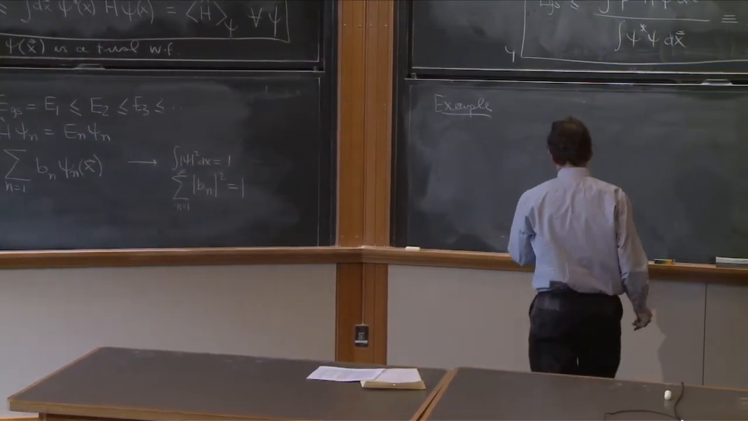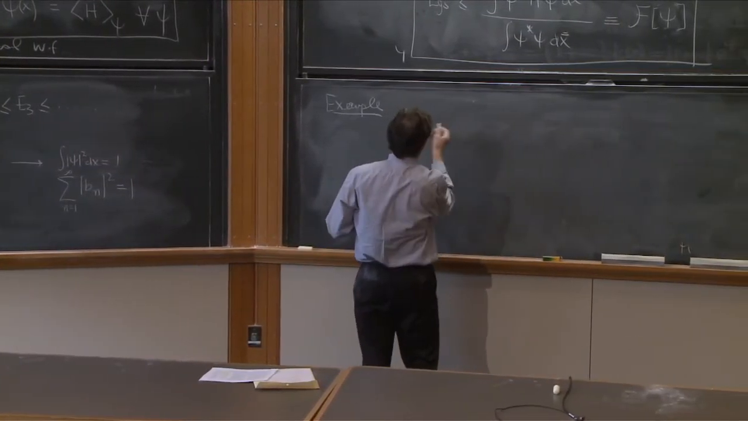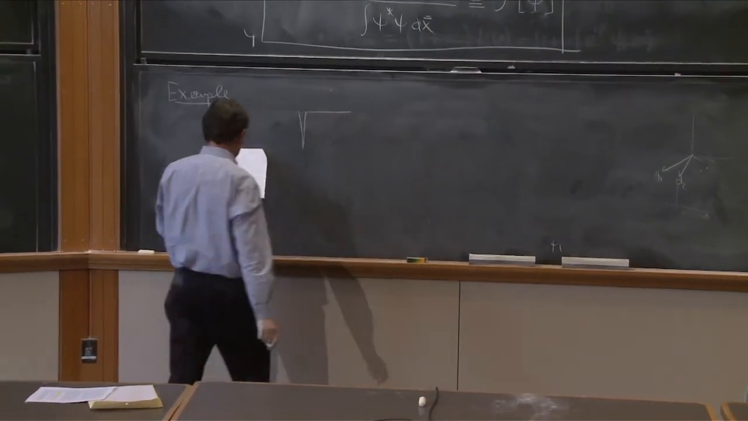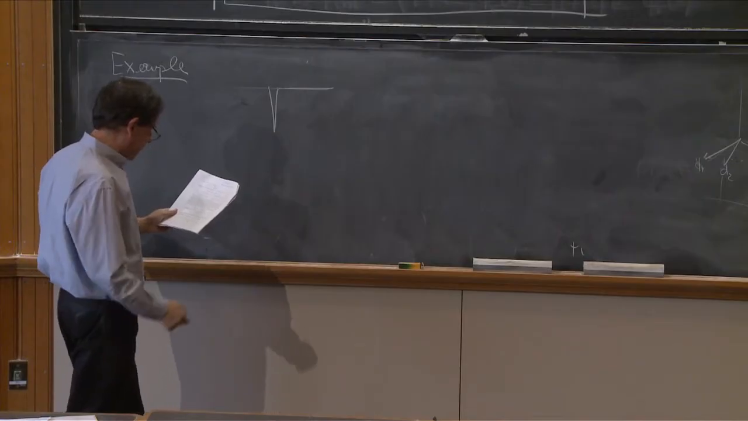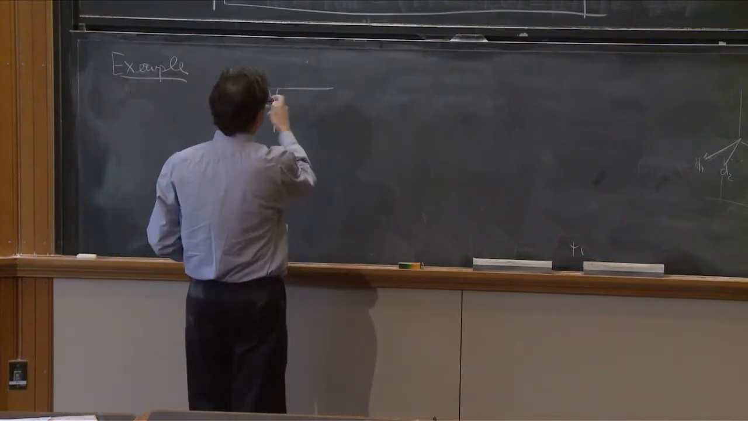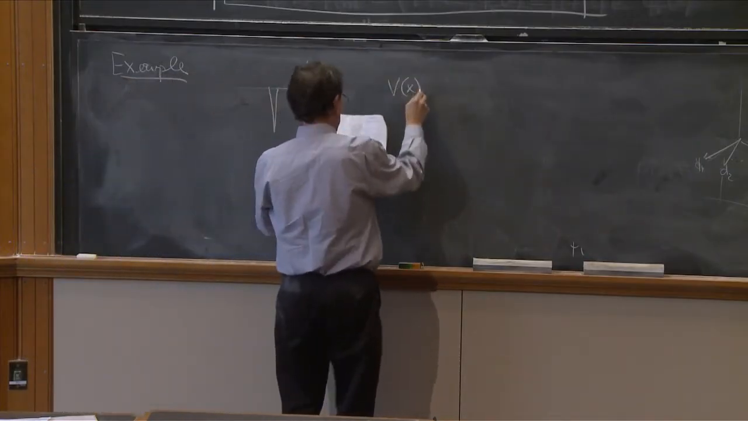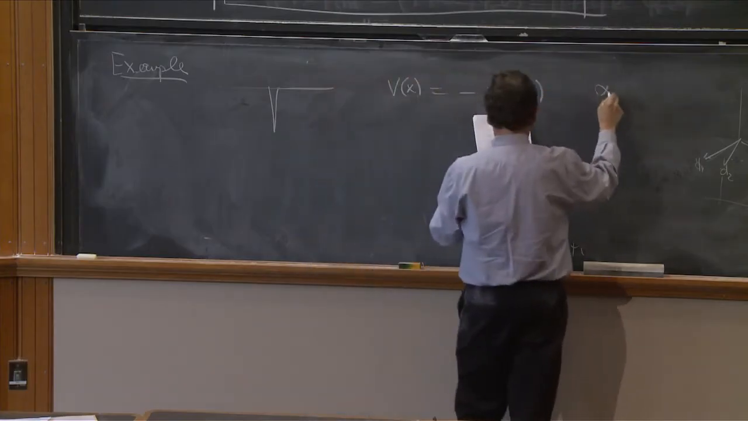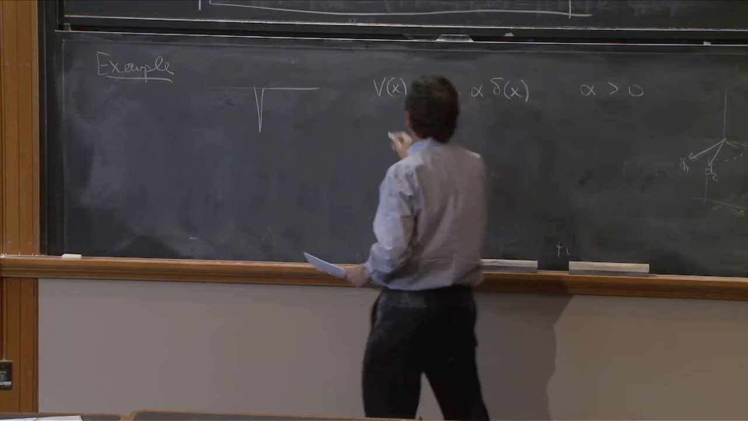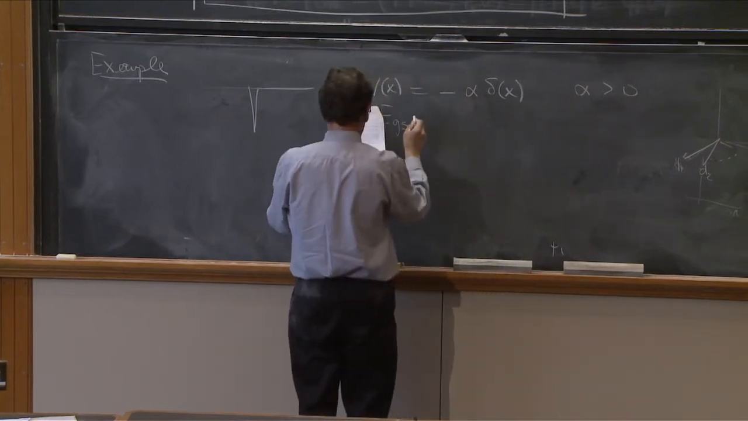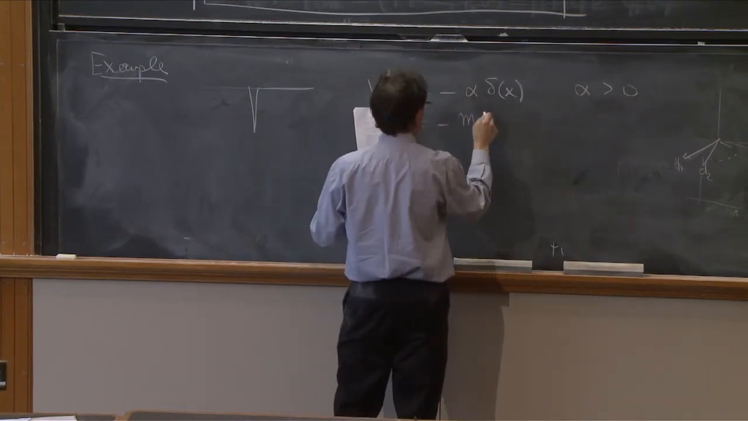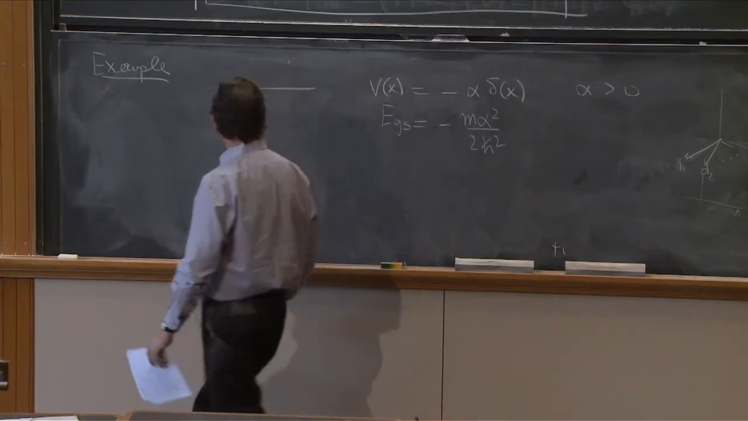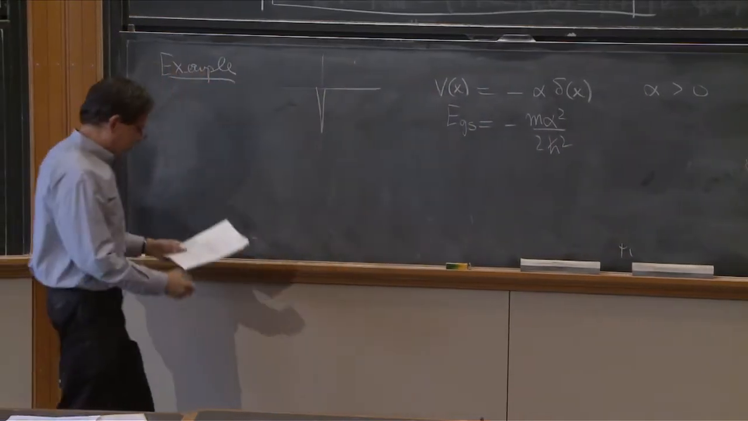So the example is for illustration, not for solving something that you can't do otherwise. It's a delta function potential. V of x is minus alpha delta of x with alpha positive. And the ground state energy is well known, it is minus m alpha squared over 2 h bar squared. You've solved this problem many times in 804.